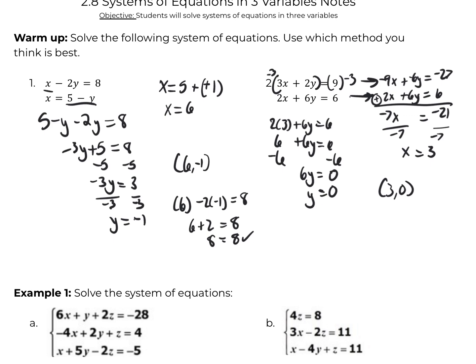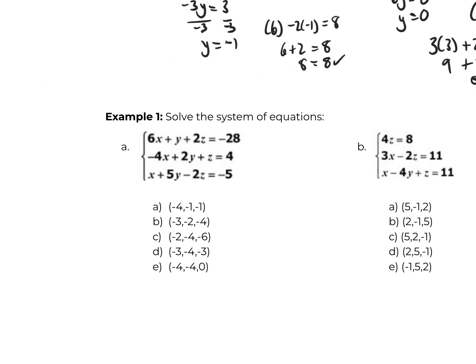And just to prove to you that that is correct, we'll use the other equation. 3 times 3 plus 2 times 0 equals 9. 3 times 3 is 9. 2 times 0 is 0. So 9 equals 9. And that checks out.